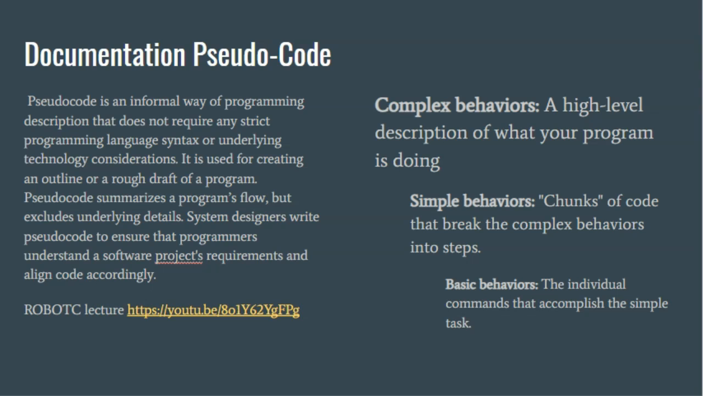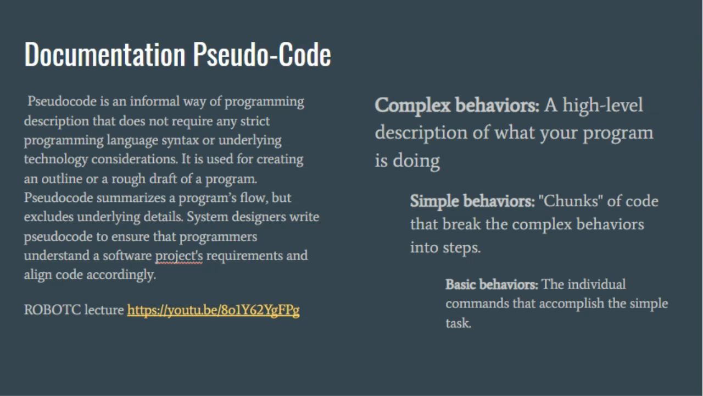Let's just go through this definition. Pseudocode is an informal way of programming description that does not require any strict programming language, syntax, or underlying technology considerations. It is used for creating an outline or a rough draft of a program. Pseudocode summarizes the program's flow but excludes underlying details. System designers write pseudocode to ensure that programmers understand the software project's requirements and align code accordingly. And I've included a link to the RobotC lecture. So basically what you're doing is you're describing in plain English what your program is going to do.